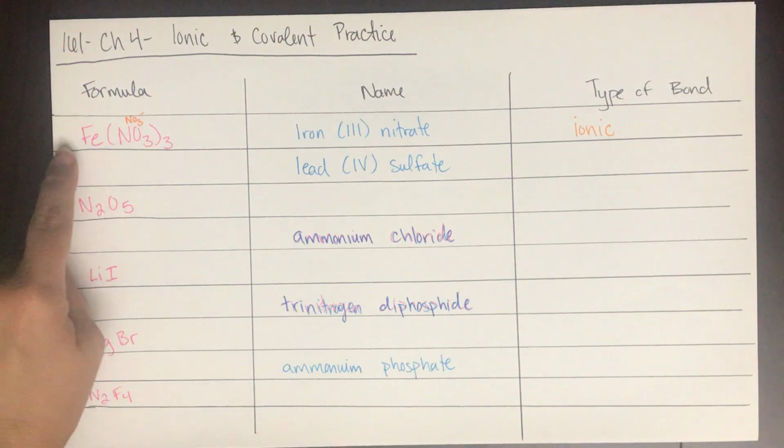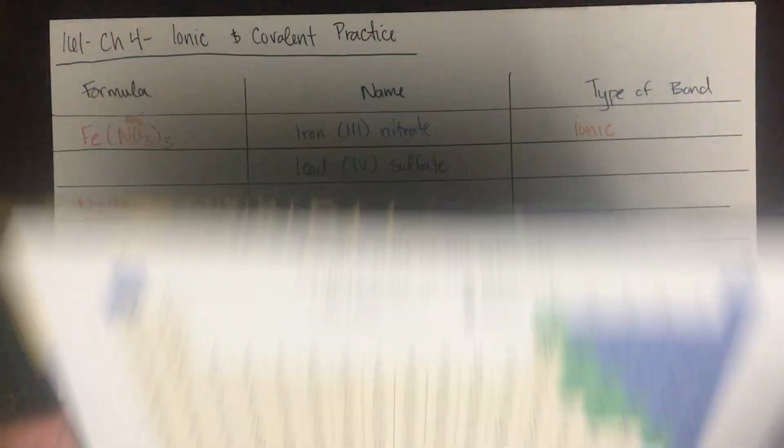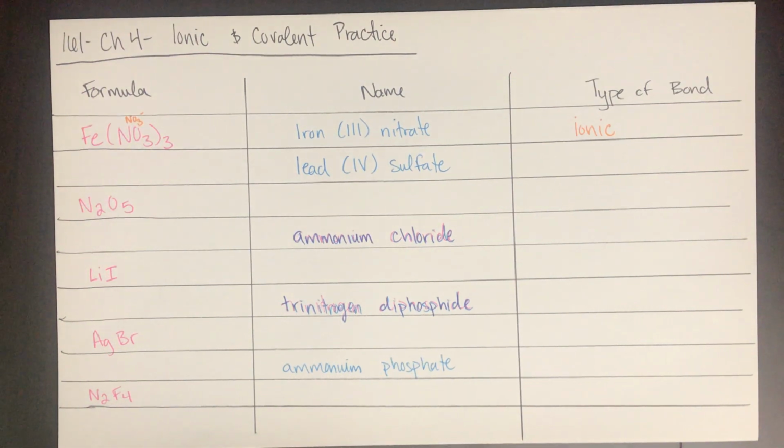Remember, anytime you have a transition metal, anything that's in this central block here, you have to tell the charge of the ion in the name, because there are multiple. So this is iron 3 nitrate. Okay, so let's look here.